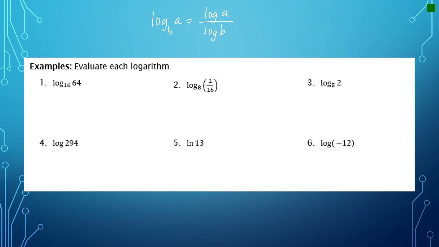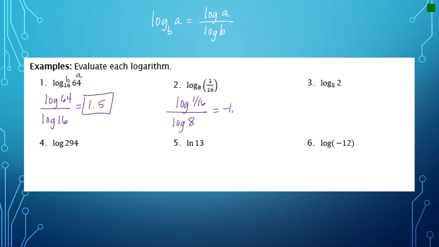All right, so for problem number 1, your A is 64 and your B is 16. So what you would type into your calculator is the log of 64 divided by the log of 16, and your calculator will give you the answer of 1.5. For problem number 2, you would type in log of 1/16 over the log of 8, and your calculator will give you negative 1.3 repeating.